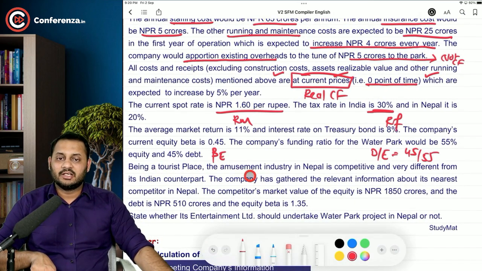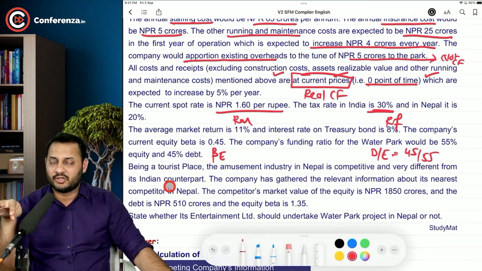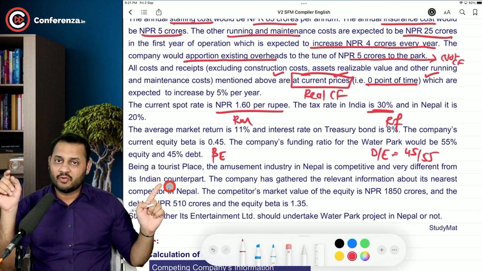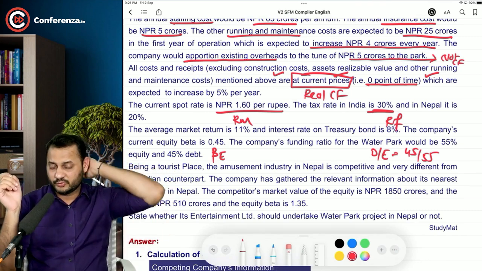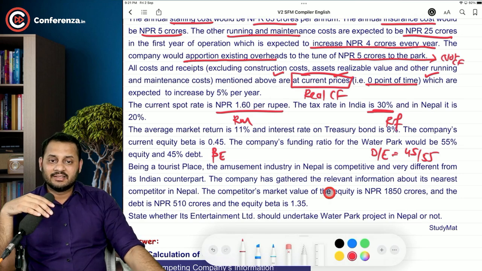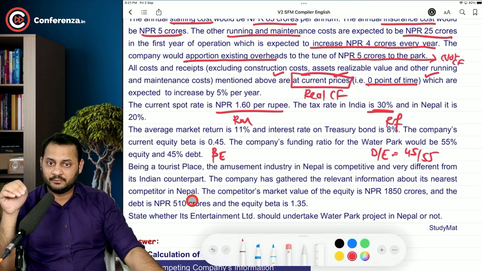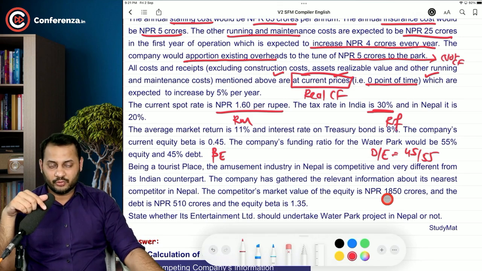Being a tourist place, the amusement industry in Nepal is competitive and very different from its Indian counterpart. See, they are clearly mentioning that the risk of the Indian amusement park will be different from the Nepali amusement park. The company has gathered the relevant information about its nearest competitor in Nepal. Some competitor in Nepal we are going to face. Its market value of equity is Nepali rupee 1850 crore and the debt is 510 crore.